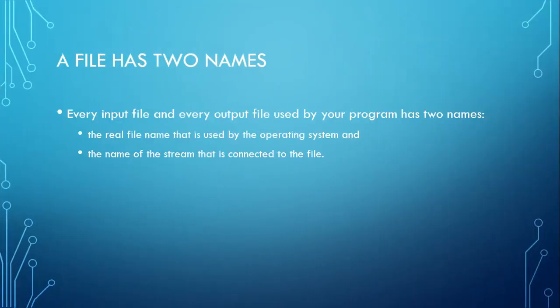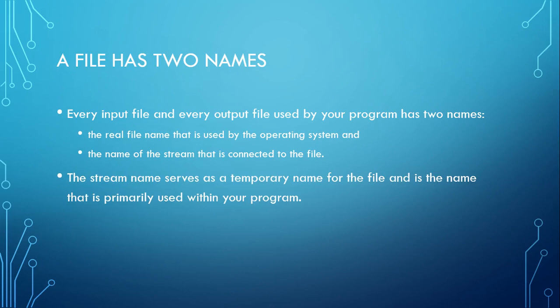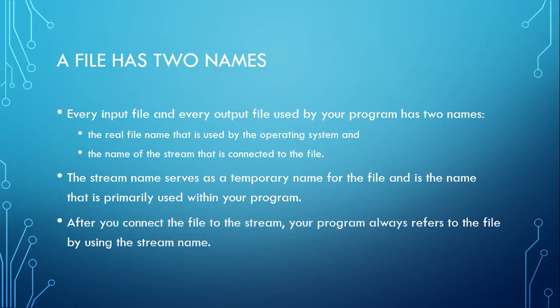Now, a file actually has two names. Every input and every output file used by your program has two names, which is, of course, the real file name that's used by the operating system, like stuff.txt, and the name of the stream that is connected to the file. The stream name serves as a temporary name for the file, and is the name that is primarily used within your program. After you connect the file to the stream, your program always refers to the file by using the stream name, like, for example, outputStream.